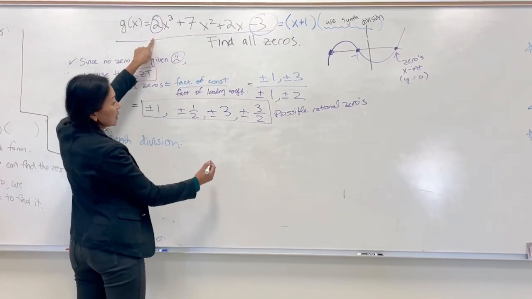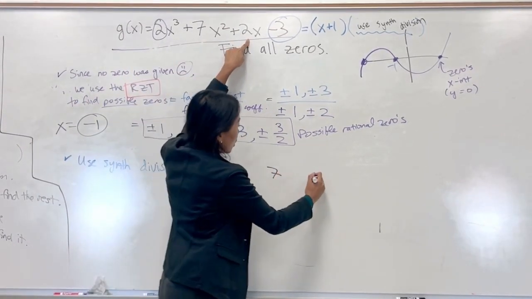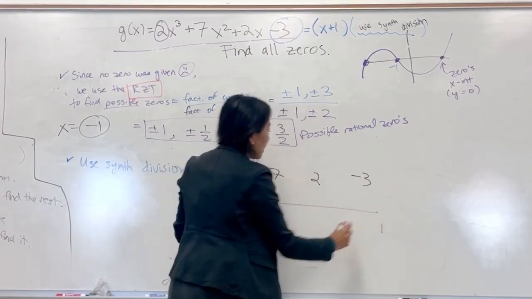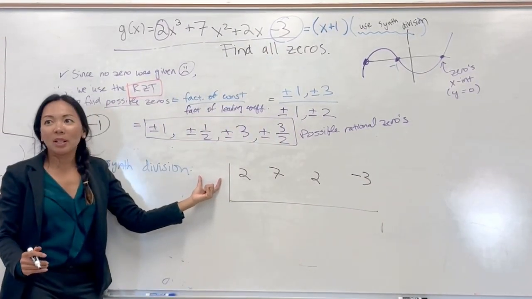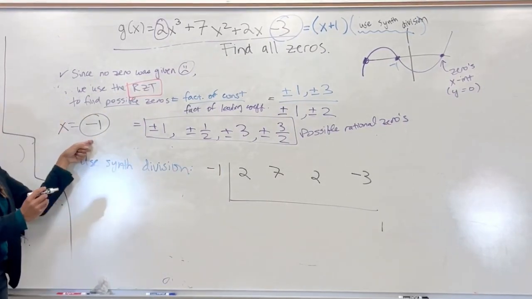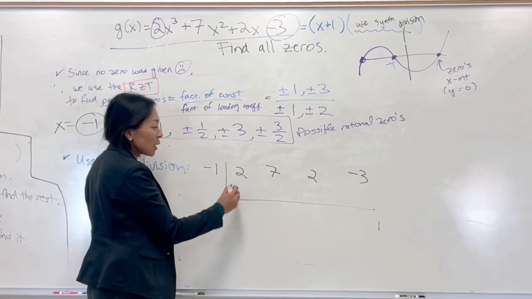What are the coefficients? 2, 2, 7, 2, 2, -3 and -3. Okay, synthetic division. And I'm dividing it by what number? -1. -1, the zero, right? The zero here. So, let's go ahead and solve this quickly.